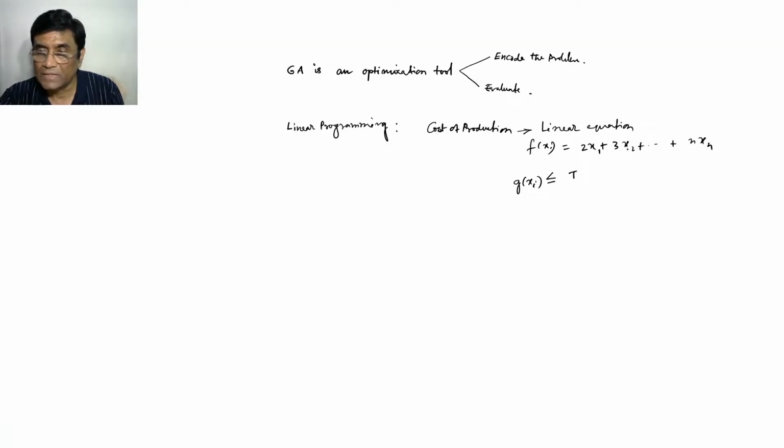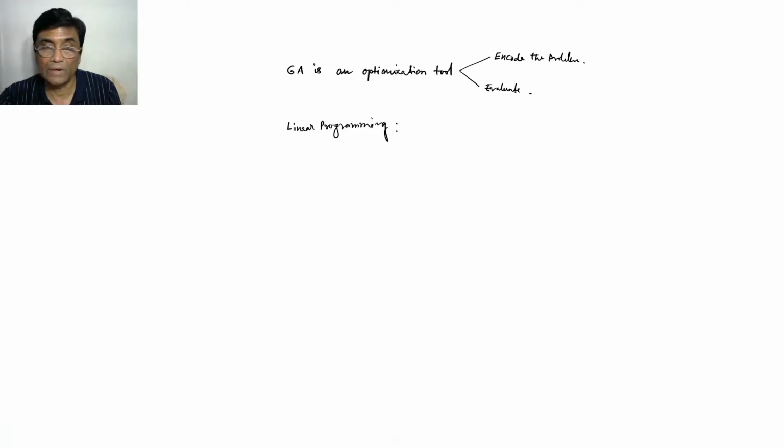If this objective function f of x is linear in nature and all the constraints are linear in nature, then we call the problem a linear programming problem, and we can solve it using linear programming solution methods, maybe the simplex method, and there are graphical methods, all kinds of methods, which you already know, so I am not elaborating. So this is linear programming.